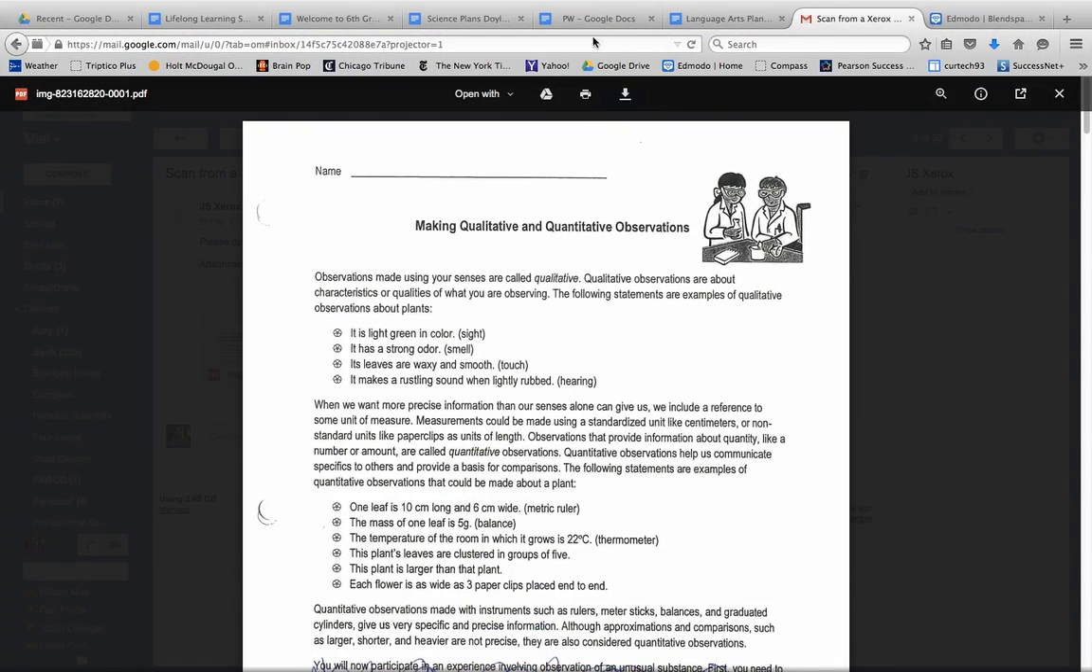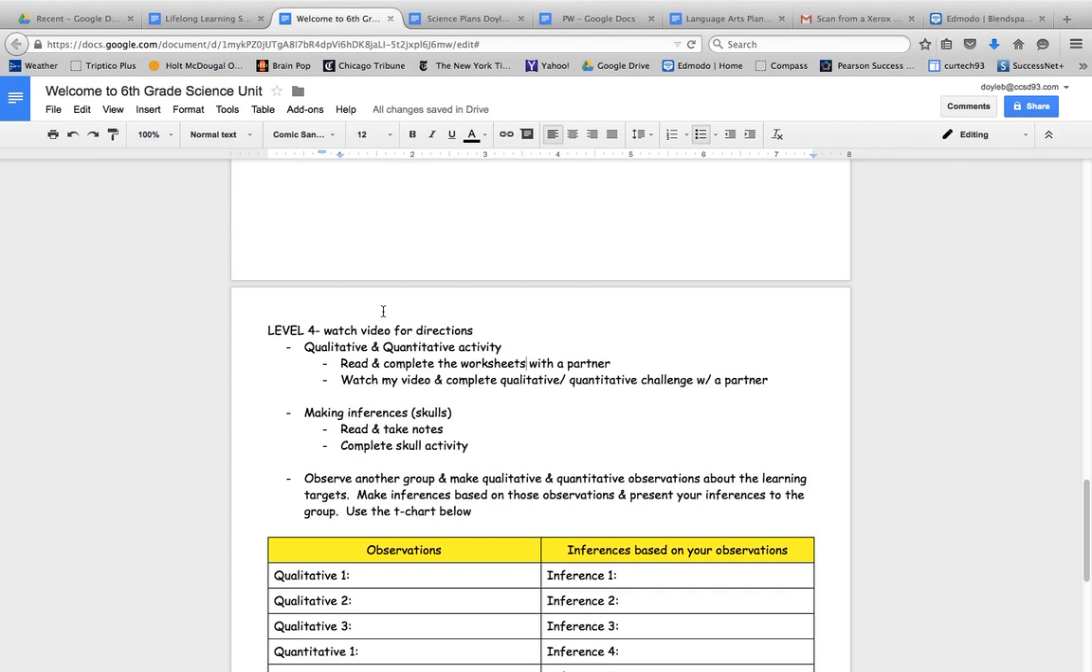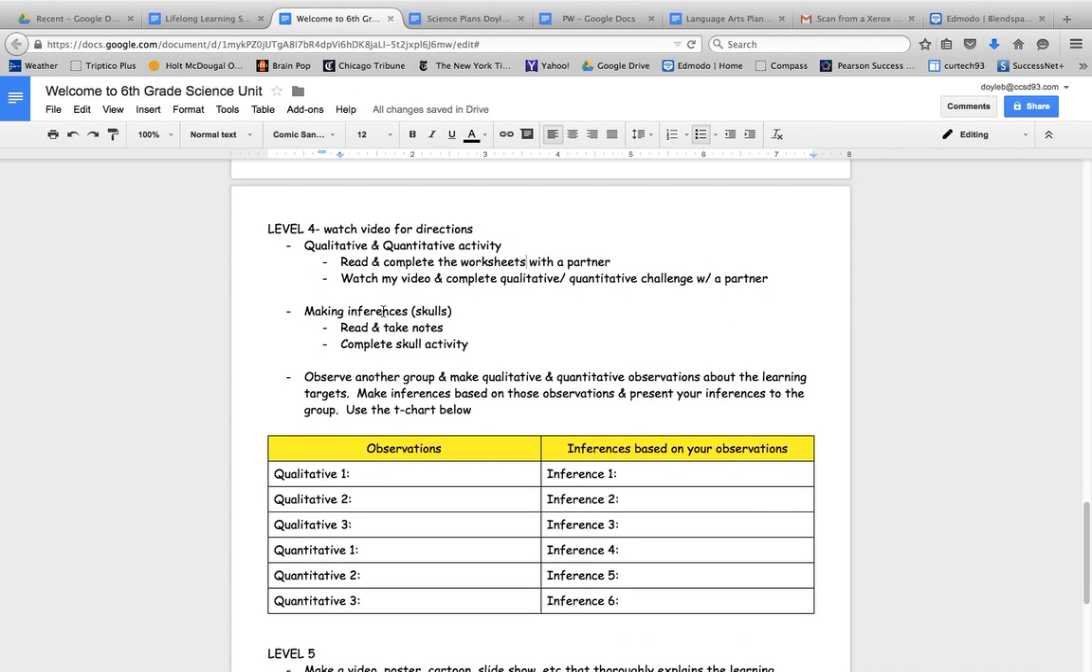All right, we're going to take a look at this packet. This is for level 4 for the Welcome to 6th grade unit. You'll be looking at qualitative and quantitative observations, and you'll also be working on making inferences. And then there'll be another part of it where you observe another group.